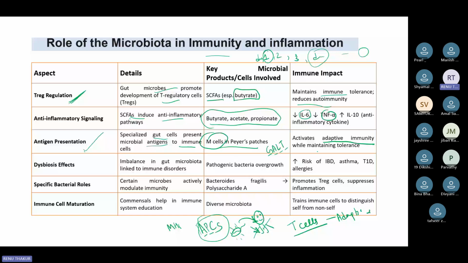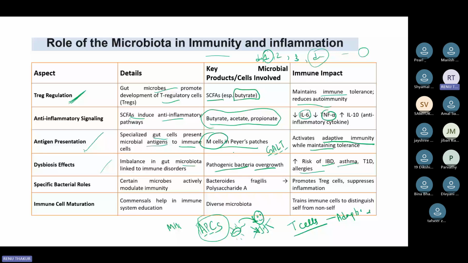Now the third mechanism, or strategy, is the dysbiosis effect. Whenever there is an imbalance in the gut microbiota, the pathogenic bacteria will be in very high composition, with overgrowth. It will increase the risk of inflammatory bowel disease, asthma, type 1 diabetes, and allergies. Now, there are some bacteria that can modulate our immunity, like Bacteroides fragilis. It will modify polysaccharide A, promote T regulatory cells, and suppress inflammation. So this is one mechanism.